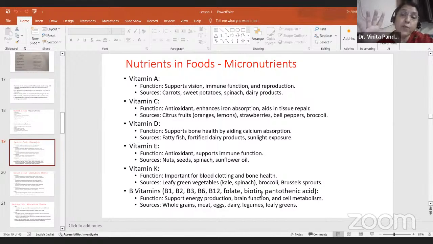Vitamin D is very important for bone health, and vitamin D helps us absorb the calcium inside the body, and with that calcium our bones are stronger. Sunlight exposure, as I told you, is the easiest and free source of vitamin D. And vitamin E is also a good antioxidant that supports immune function. We find it in seeds, spinach, nuts. Vitamin K is found in leafy vegetables and broccoli. Then there is B vitamin.